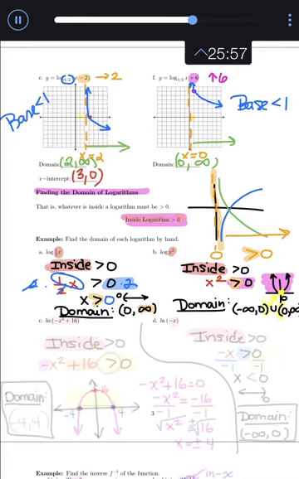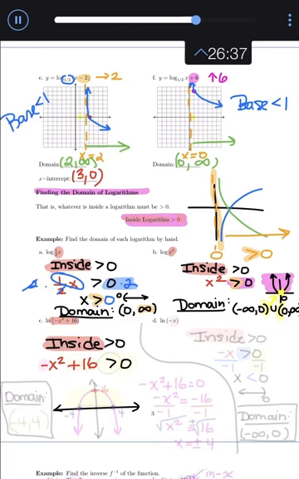Let's try another one. Let's look at C. On C, it's the same idea. If we're finding the domain of a logarithm, we need the inside of the log to be greater than 0. Well, the inside of this log is negative x squared plus 16. So we'll take that negative x squared plus 16 and set it greater than 0. Again, if you've got an inequality that's got an x squared in it, you need to draw the parabola graph.